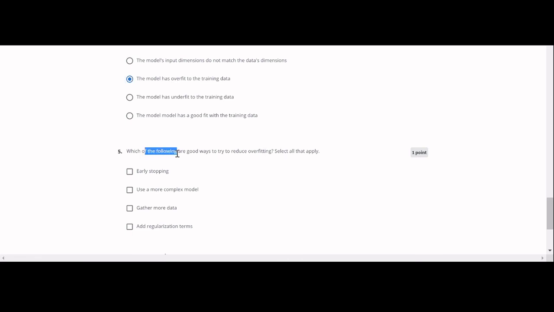Next, which of the following is a good way to reduce overfitting? First, regularization is a good way to reduce overfitting. Early stopping can be helpful, but not every time, so we cannot say that it will guarantee it. Getting more data is actually a good thing to reduce overfitting, and we have to decrease the complexity, not use more complexity, to reduce the overfitting of the data.